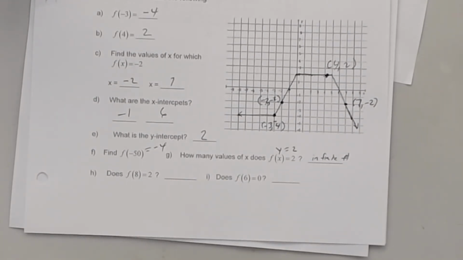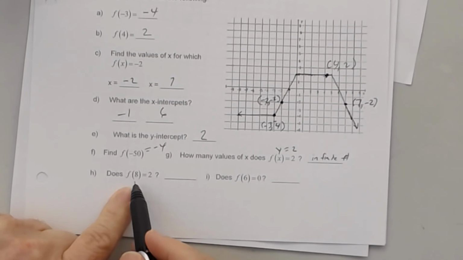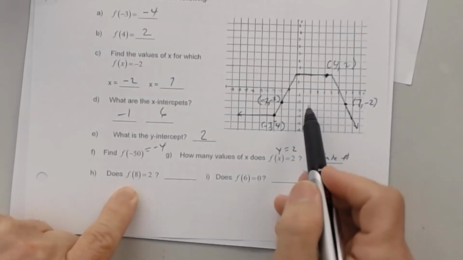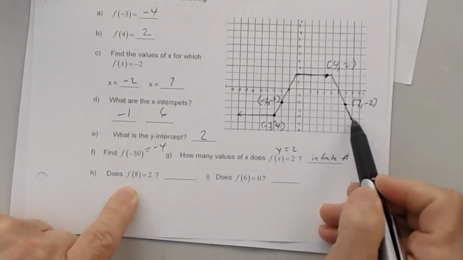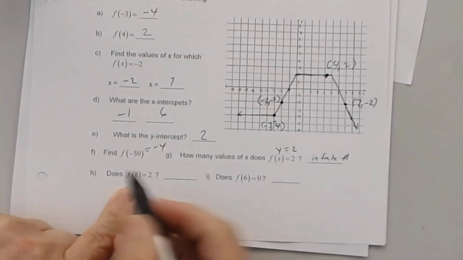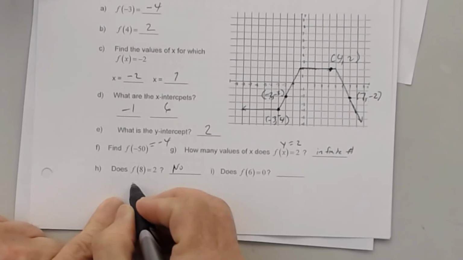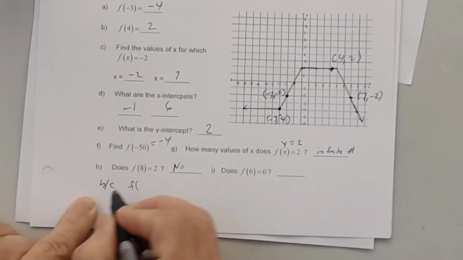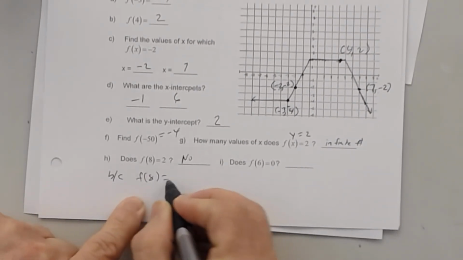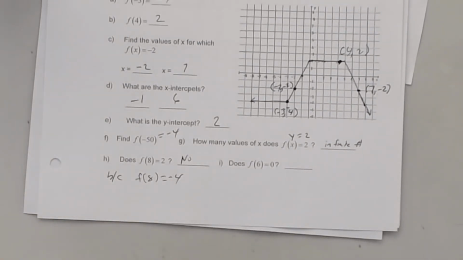Does f of 8 equal 2, yes or no? No. In fact, when x is 8, my y value is supposed to be negative 4. So the answer is no. Let's actually say what it is: f of 8 should equal negative 4.